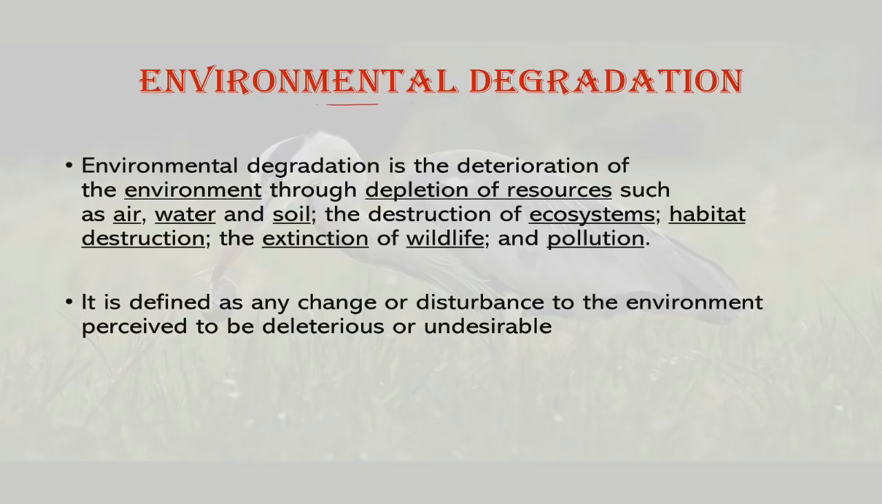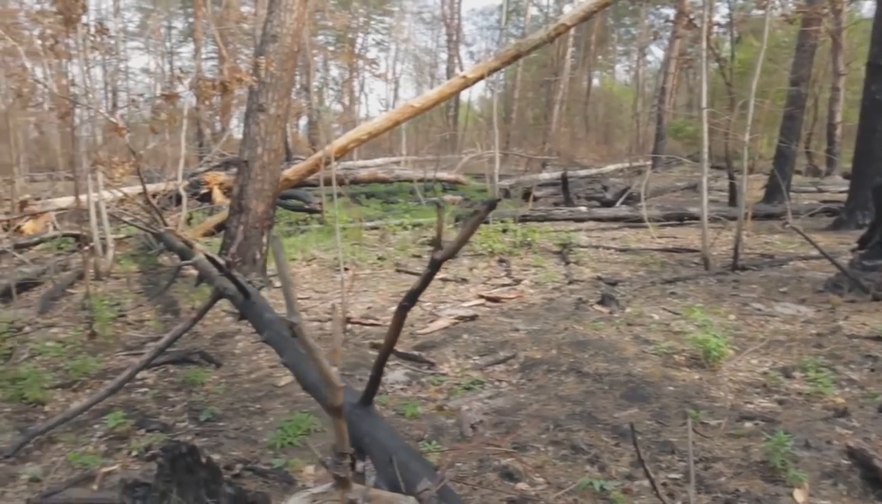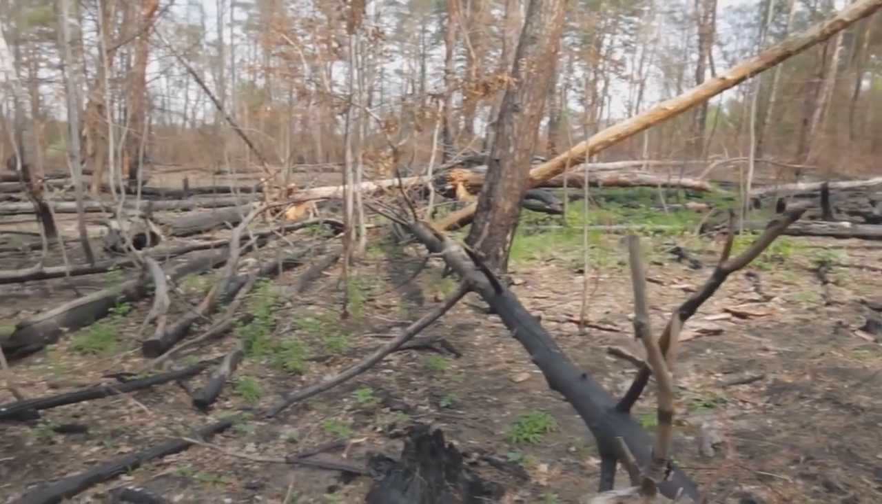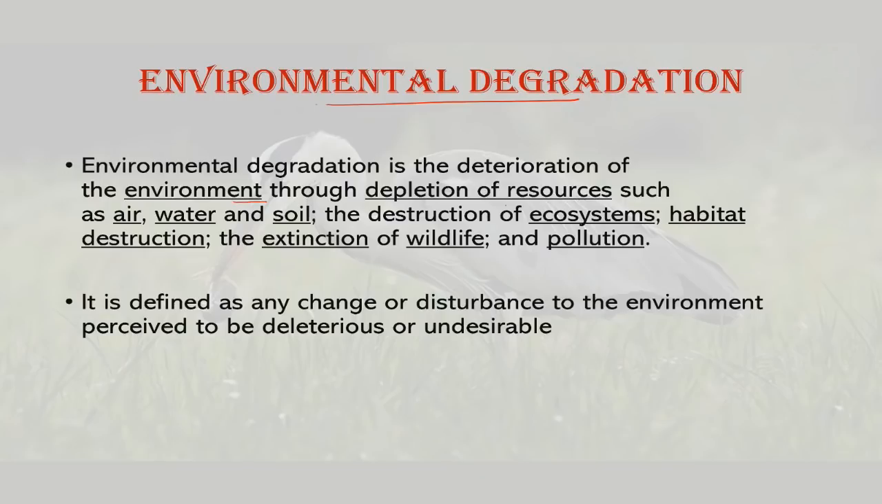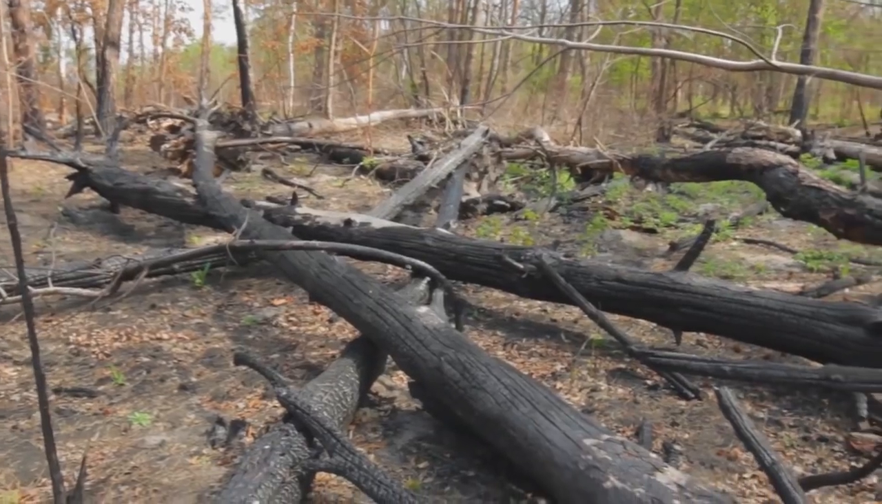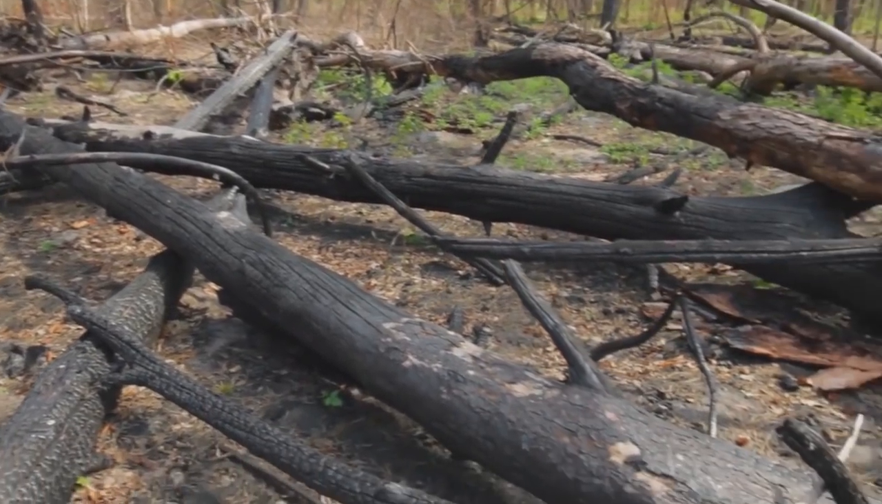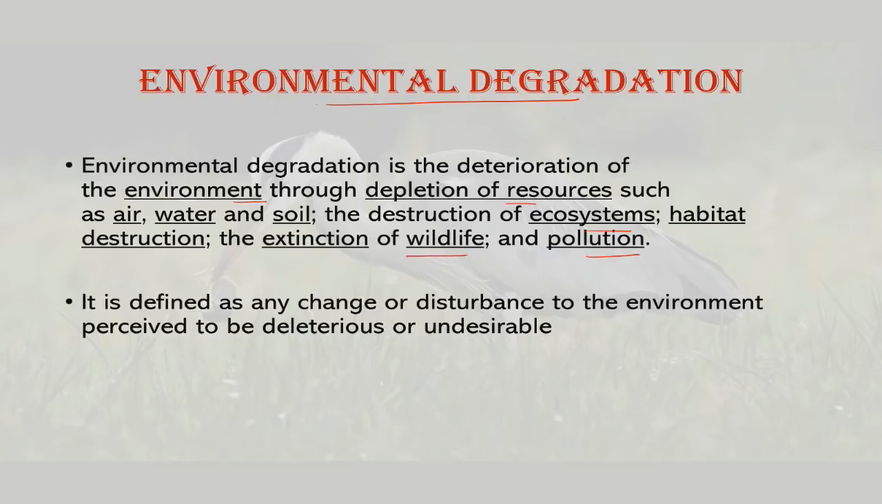So to start with, what is environmental degradation? Environmental degradation is the degradation of the environment through depletion of natural resources such as air, water and soil, the destruction of ecosystems, habitat destruction, the extinction of wildlife and pollution. So it is defined as any change or disturbance to the environment perceived to be deleterious or undesirable.